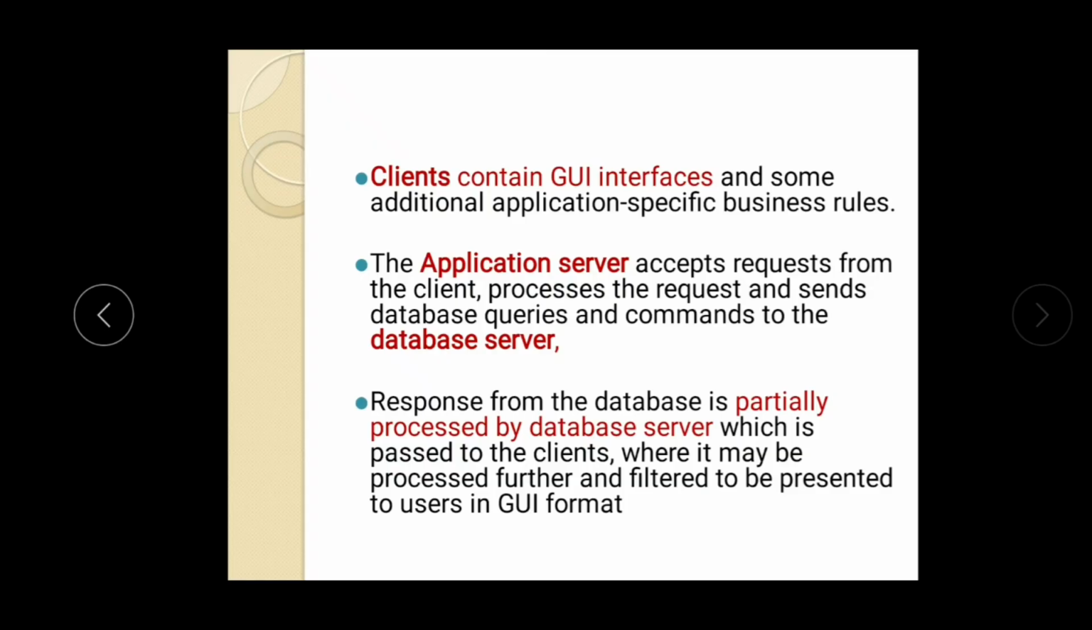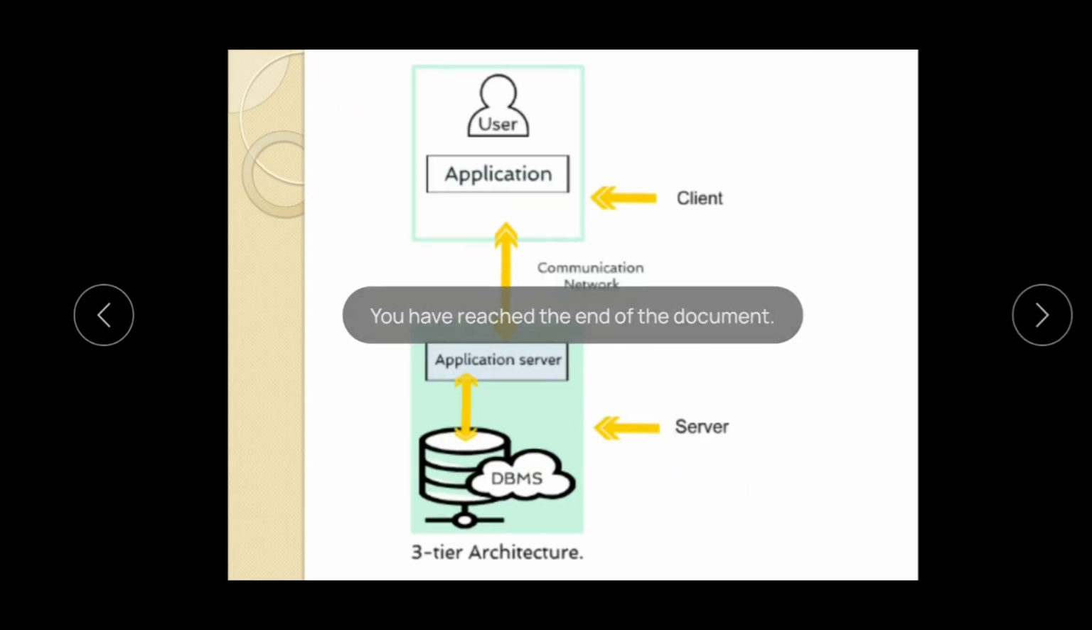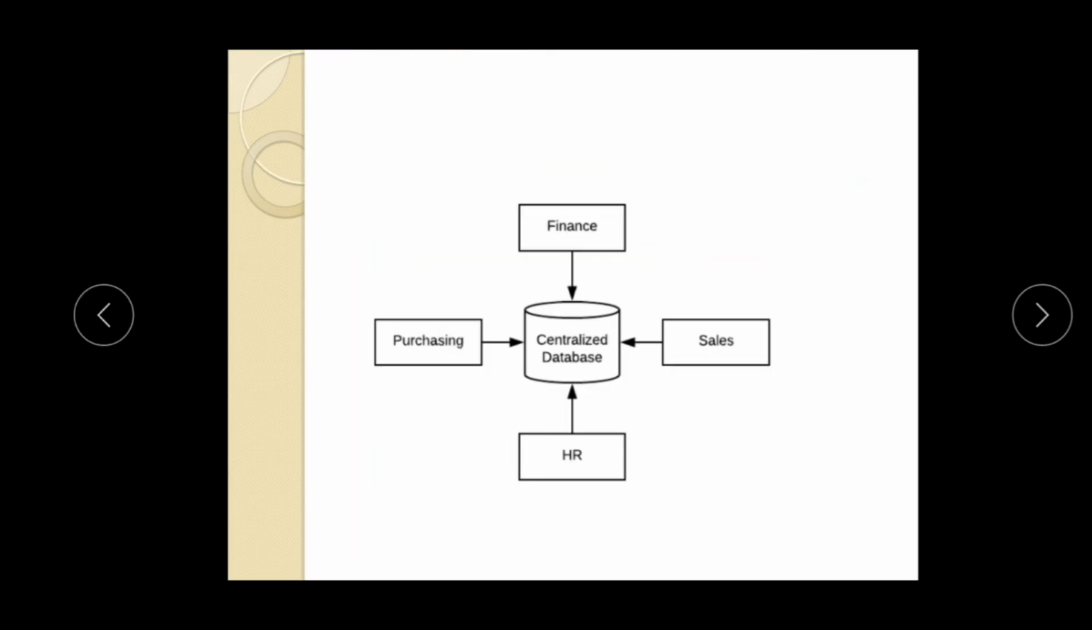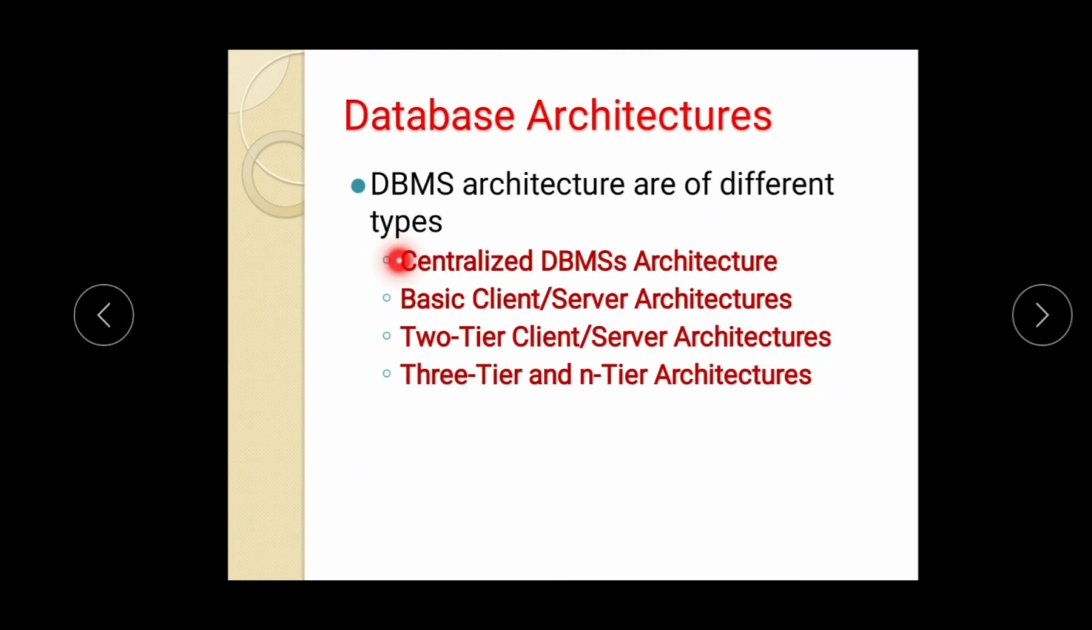So these are the main architectures we have seen in the database. This is a very important topic. Mostly any one architecture will be specified and asked in the university question. We have 4 different architectures: centralized, basic client-server, 2-tier, and 3-tier architectures. Okay, thank you.